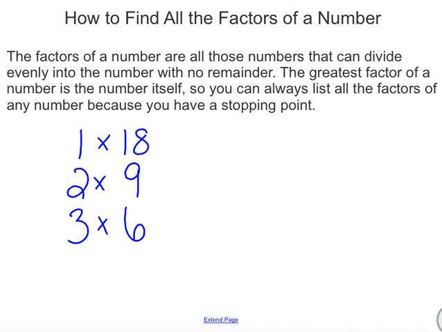So then I go to 6. But if I look at my factors, 6 is already there. So once I have found a factor that's already there, I don't need to go any further. This means that you have found all the factors of 18.